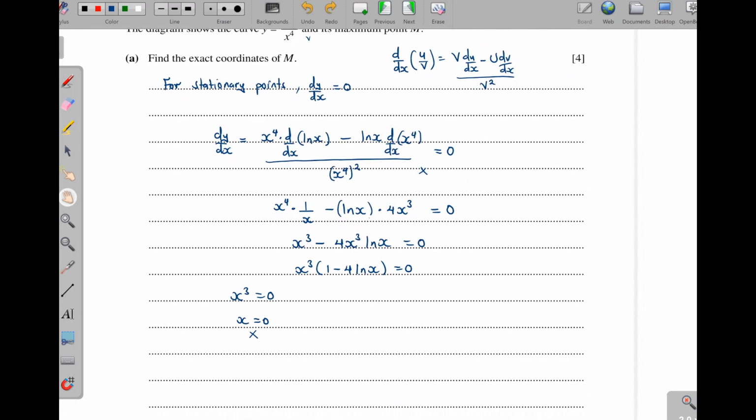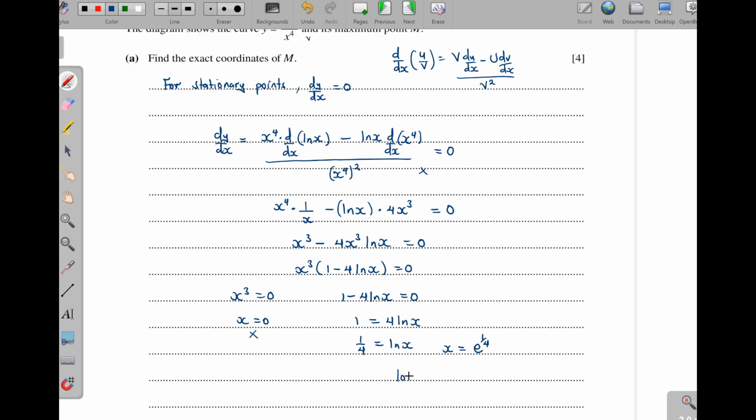That means the value of x is going to be got from this factor here, 1 minus 4 natural log of x is equal to 0. So we have 1 equal to 4 natural log of x, then bring the 4 here. You will get 1 out of 4, which is equal to the natural log of x. And then from here, we shall get x, which is equal to e to the power of a quarter. Not so?